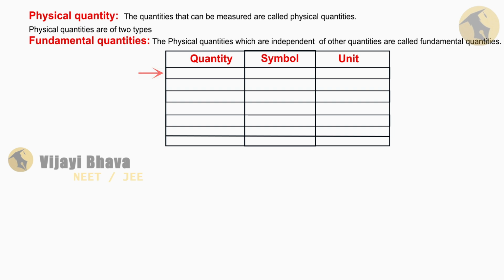The quantities are mass, denoted by the symbol m, measured in kg; length, denoted by L, measured in meter; time, denoted by T, measured in seconds; temperature, denoted by theta, measured in Kelvin; intensity of light, denoted by CD, measured in candela; current, denoted by I, measured in ampere; amount of matter, denoted by N, measured in mole.